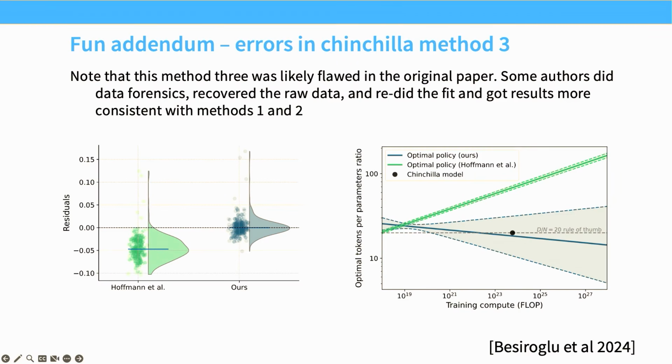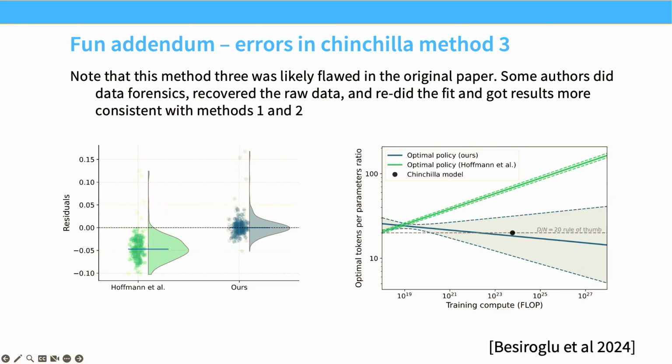And if they redid the curve fitting, they could get much lower losses relative to the proposed scaling law in the Chinchilla paper. And in fact, if you follow the refitted model, you got almost exactly the D over N equals 20 rule of thumb from the Chinchilla paper, right?